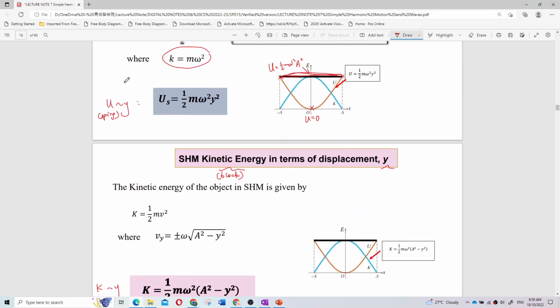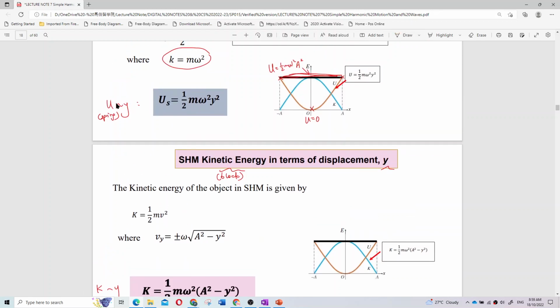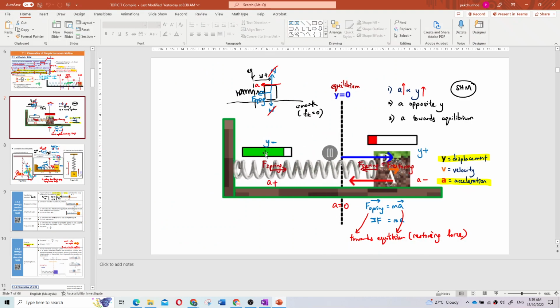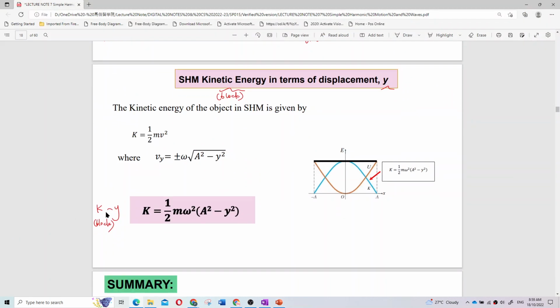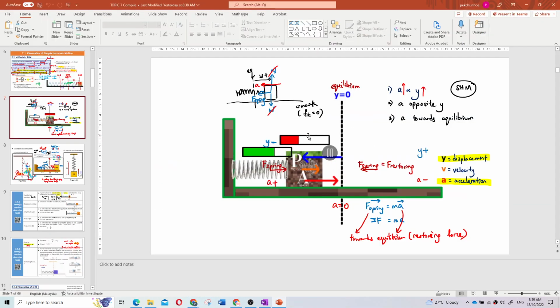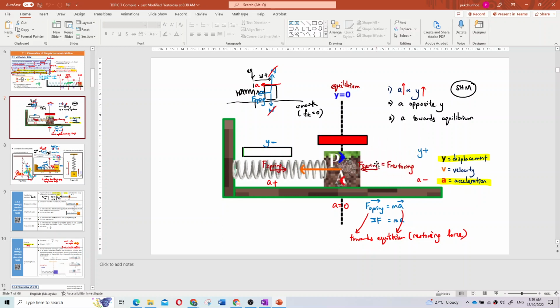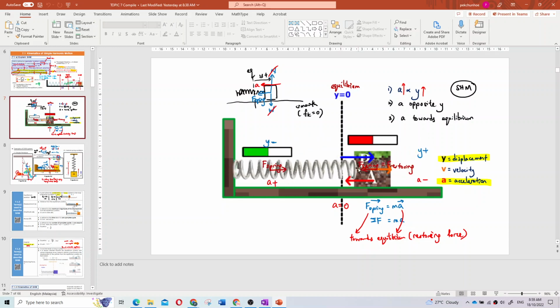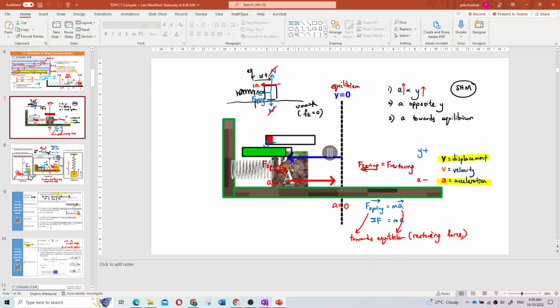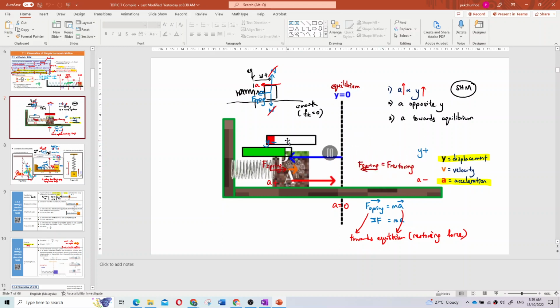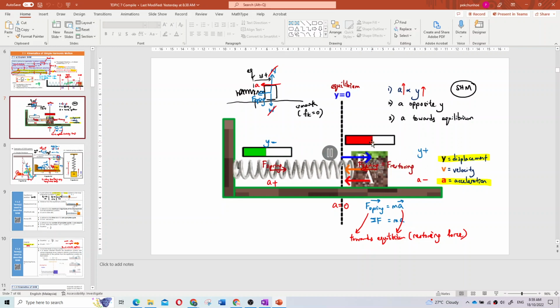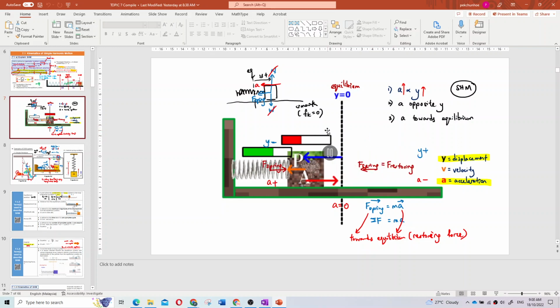That means this is the green bar. Where's my simulation? This is the green bar value, and this is the red bar value for the block. You can also find the kinetic energy of the block based on the displacement, how far it is from equilibrium. You can find the red bar value. Here I don't include the value because I don't know how to put the value there.